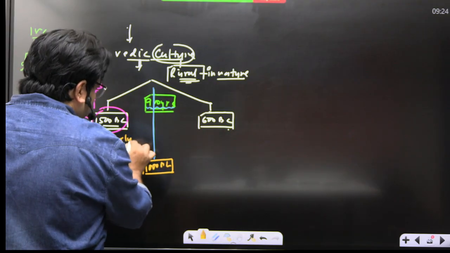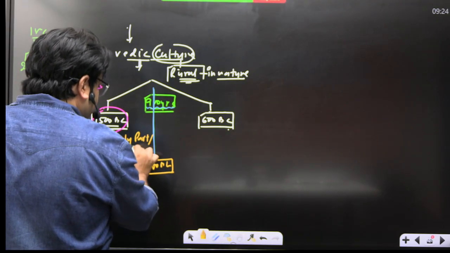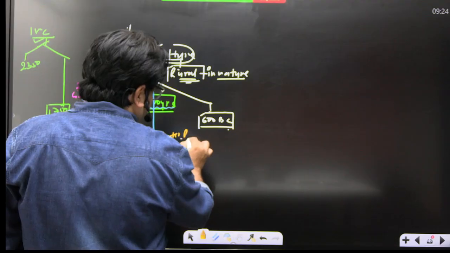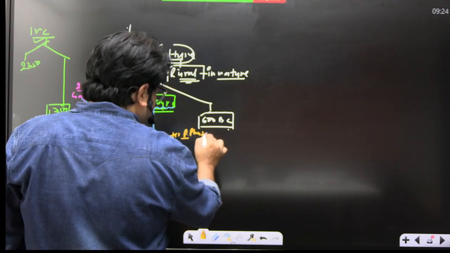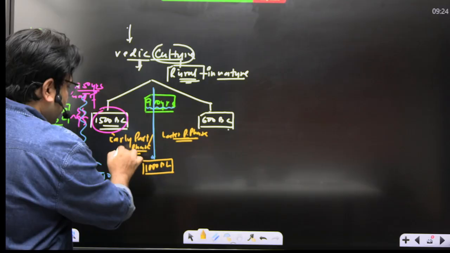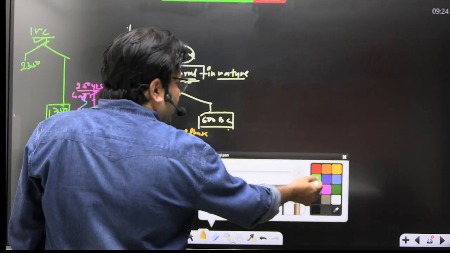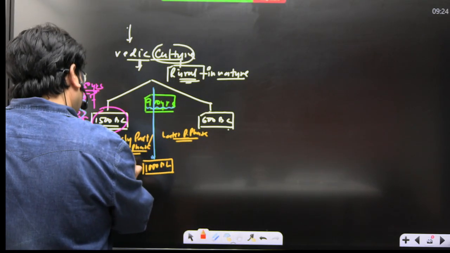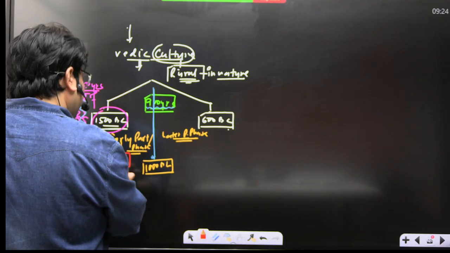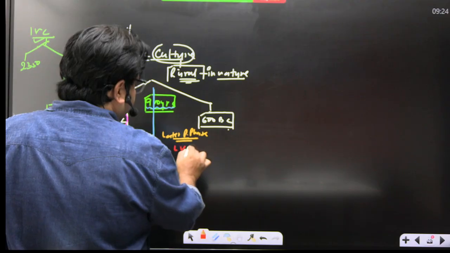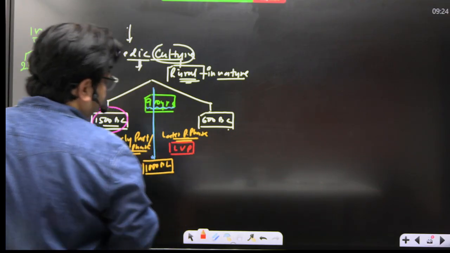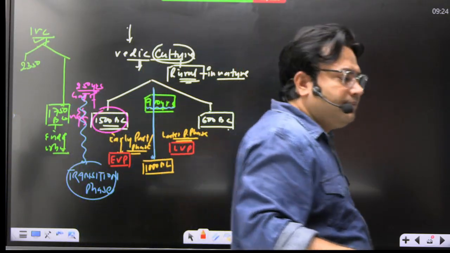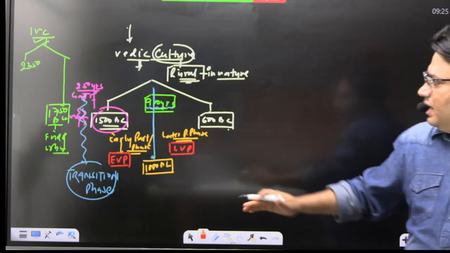One is the early part or phase, and the second is the later part or later phase. So the early part or early phase will be called EVP, that is early Vedic period, and this part will be called LVP, later Vedic period. Okay. The first phase is called early Vedic period. The second phase is called later Vedic period.